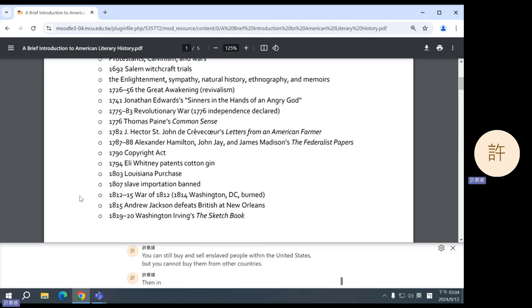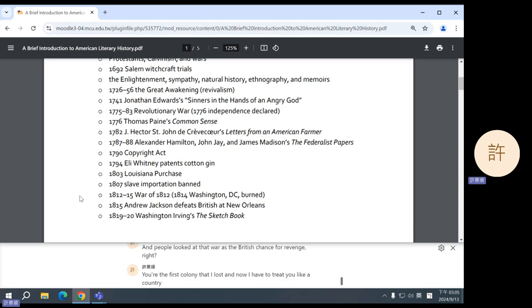Then in 1812, the British came back for revenge, and they started a war with the U.S. This war is kind of stupid, I have to say. The actual reason for the war, the proximal reason, 导火线, is that the U.S. and England disagreed about how to treat American sailors if they were caught doing a crime on British ships, or some very small reason. But they got into an argument, started a war, and people looked at that war as the British chance for revenge, right? You're the first colony that I lost, and now I have to treat you like a country? No thanks, I'm gonna take you back.